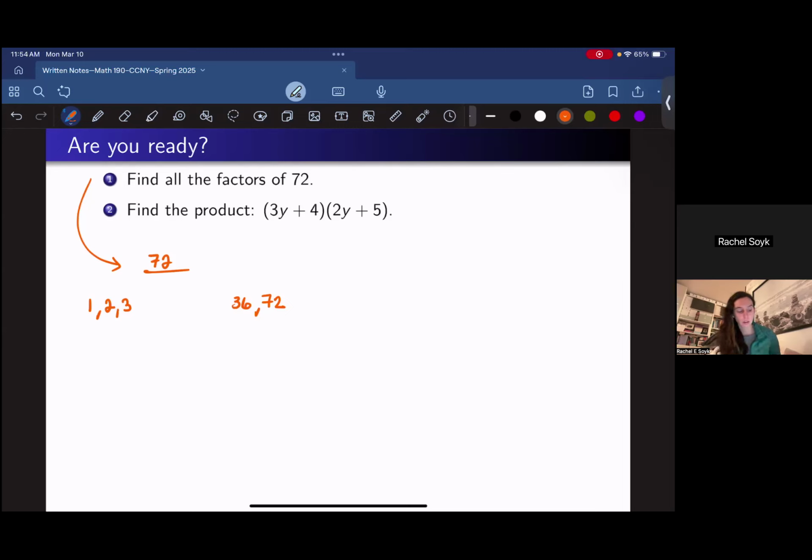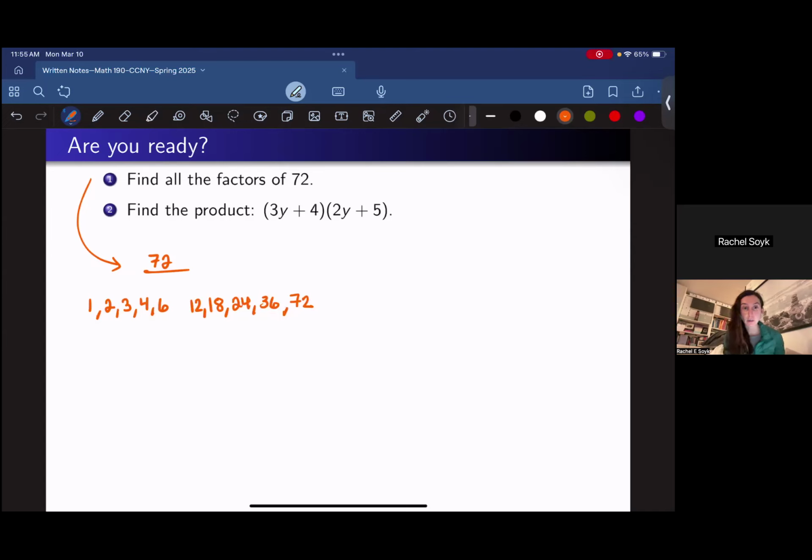So 20 plus 4 gives you 24. Does 4 go into 72? It does. If 2 goes into 72 36 times, then 4 goes in half of 36, which gives you 18. Does 5 go into 72? No, it does not. What about 6? 6 does go into 72. 6 goes in 12 times.